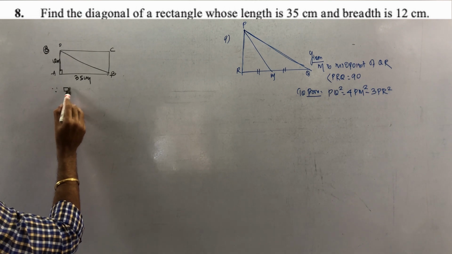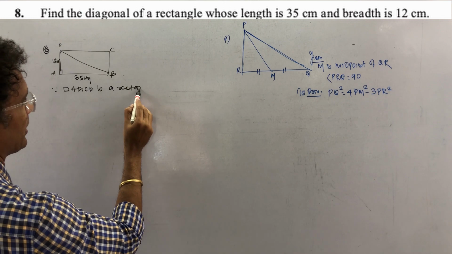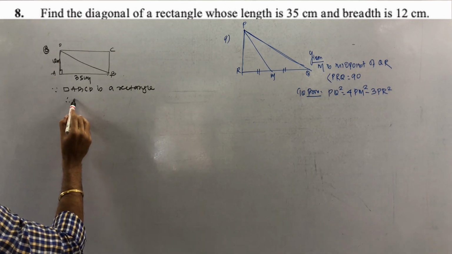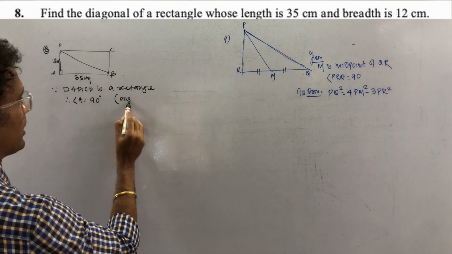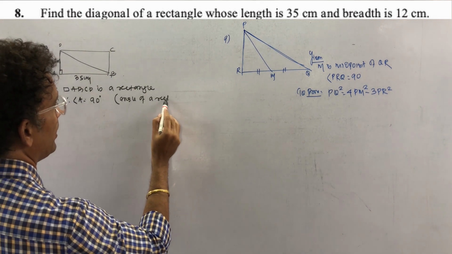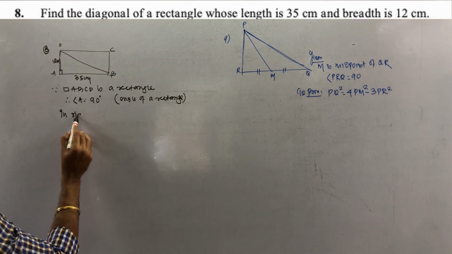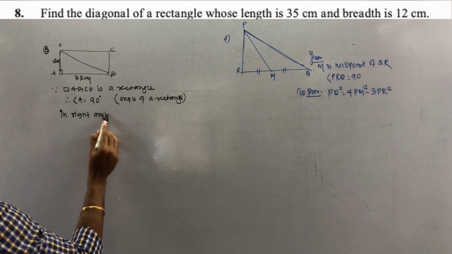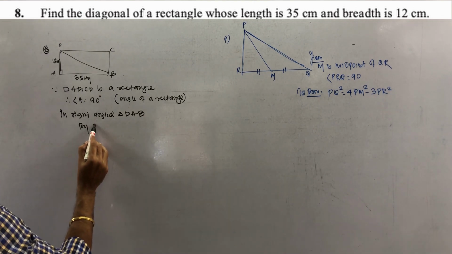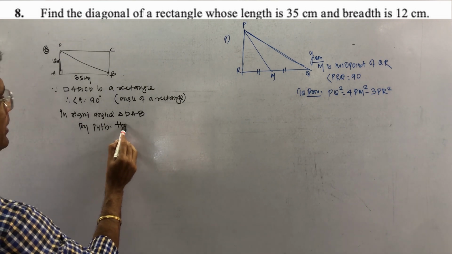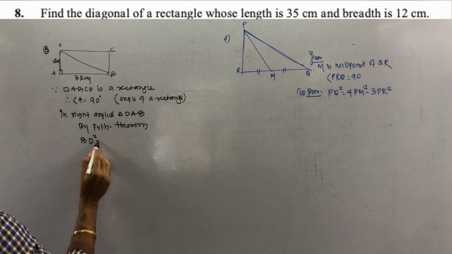So we say that since quadrilateral ABCD is a what will you say? Rectangle. Therefore we can say that angle A will be equal to 90 degree, that is, you can say via angle of a rectangle. I think everybody can do on your own. Now this one. In right angle triangle DAB, you can say over here, by what will come? Pythagoras theorem.